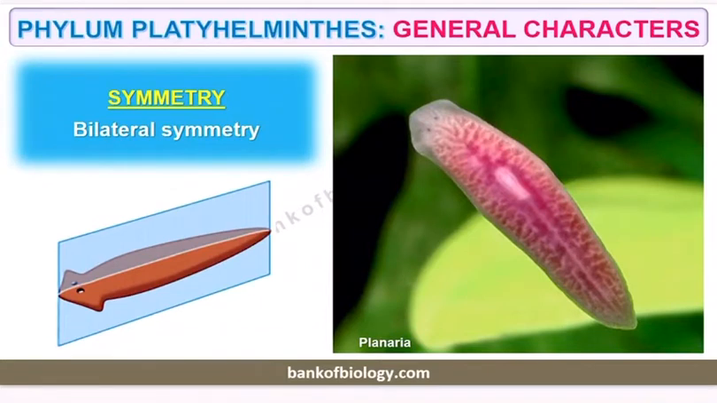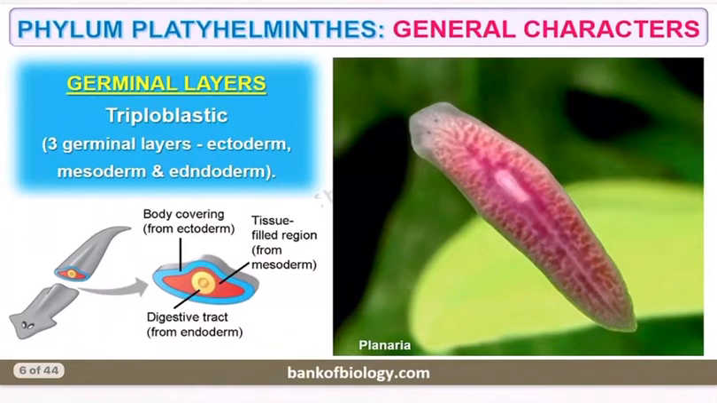And the two classic examples that you can remember under phylum Platyhelminth are tapeworm and planaria. And the symmetry, of course, bilateral symmetry. That means from one angle, when we cut the animal, we get two equal halves.